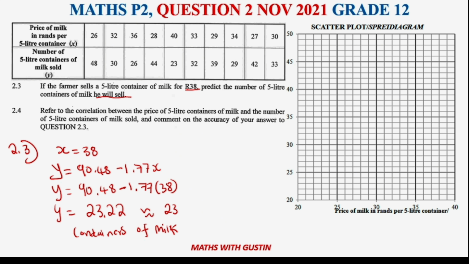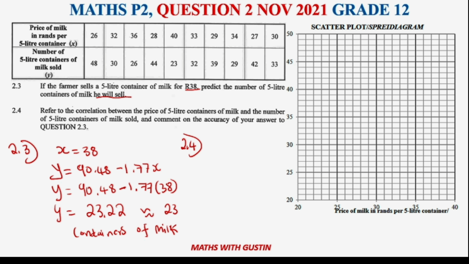Now let's move on to question 2.4. 2.4 says refer to the correlation between the price of a 5-liter container of milk and the number of 5-liter containers of milk sold and comment on the accuracy of your answer. All right, so now they're just asking basically, just another way of saying, is there a relationship between the two sets of data, the price of milk and then the number of containers sold.